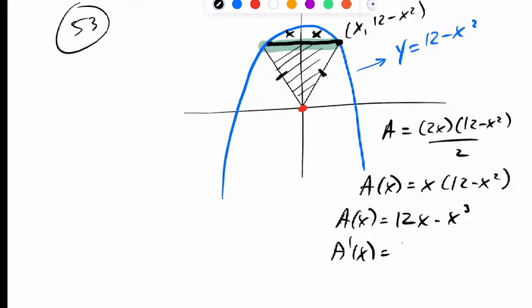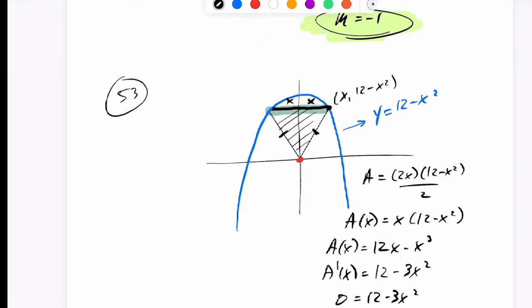Right, so if you take your derivative and solve this, you end up getting x is equal to plus or minus 2. That's just illustrated by the other side, like negative 2 and positive 2, right? But the x value is 2 that you're looking for.